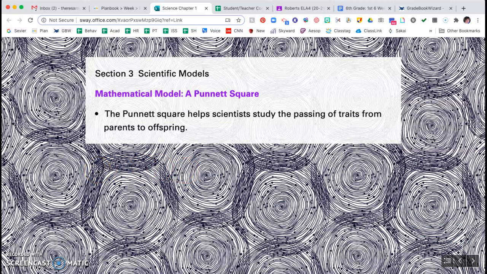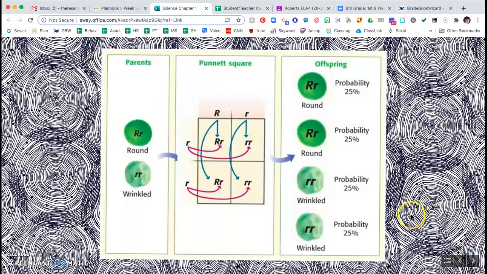An example of a mathematical model would be a Punnett square. This helps scientists study the passing of traits from parents to offspring. And I believe you study this in 9th grade biology. So it's really, really interesting to study, and you can get really deep with it. But again, you'll learn more about that in 9th grade.